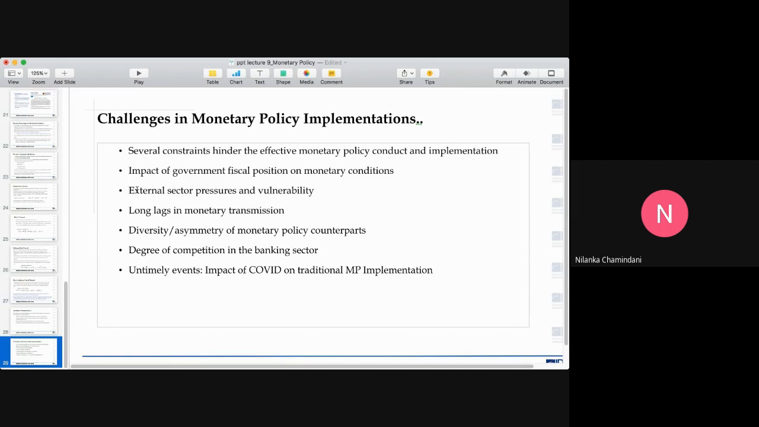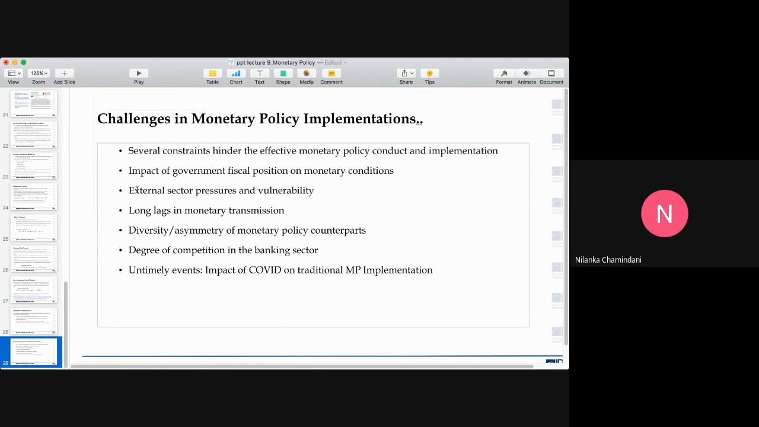Ultimately, untimely events, the impact of COVID on traditional monetary policy implementation. Normally, at the beginning of a year, all the monetary policy authorities predict the future and design accordingly. But if an unprecedented event like COVID happens, it is really challenging, because sometimes all the conventional policy measures or instruments are not going to give the best results. Sometimes monetary authorities have to implement extraordinary or unconventional measures to address the issues due to such untimely events. So this is also a kind of challenge.